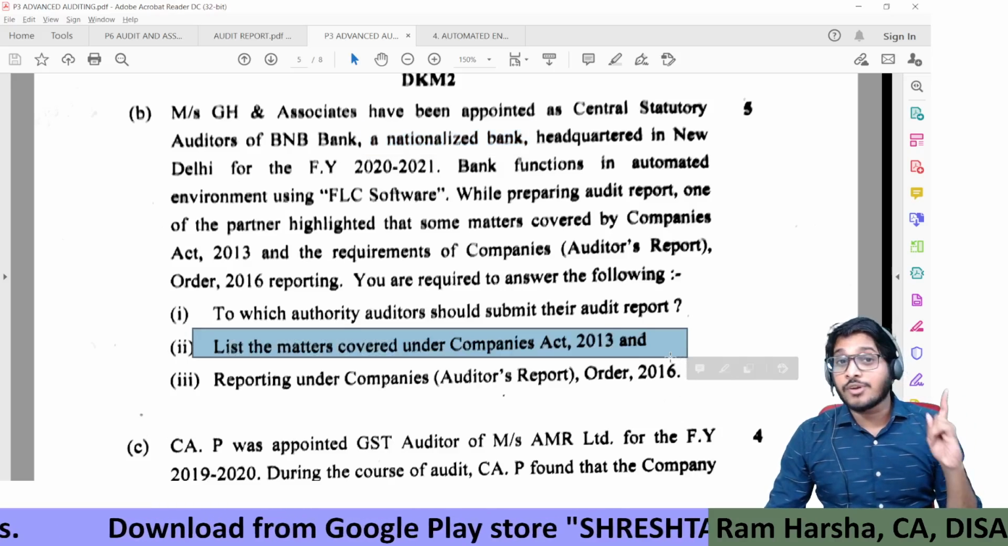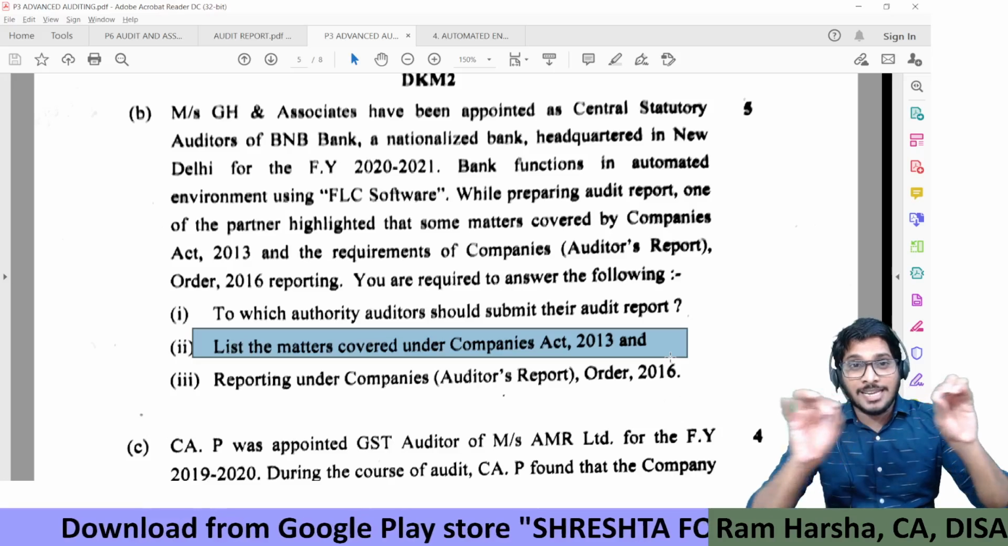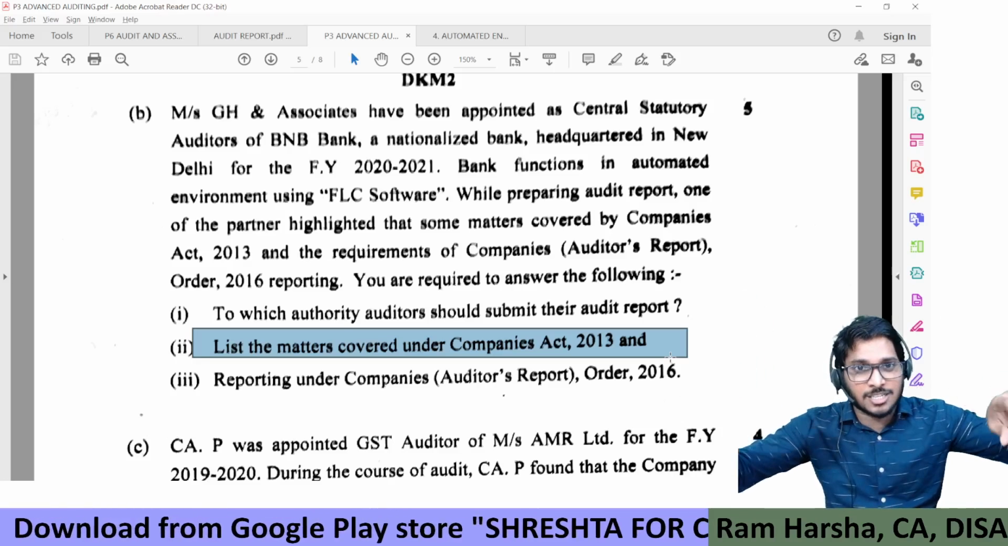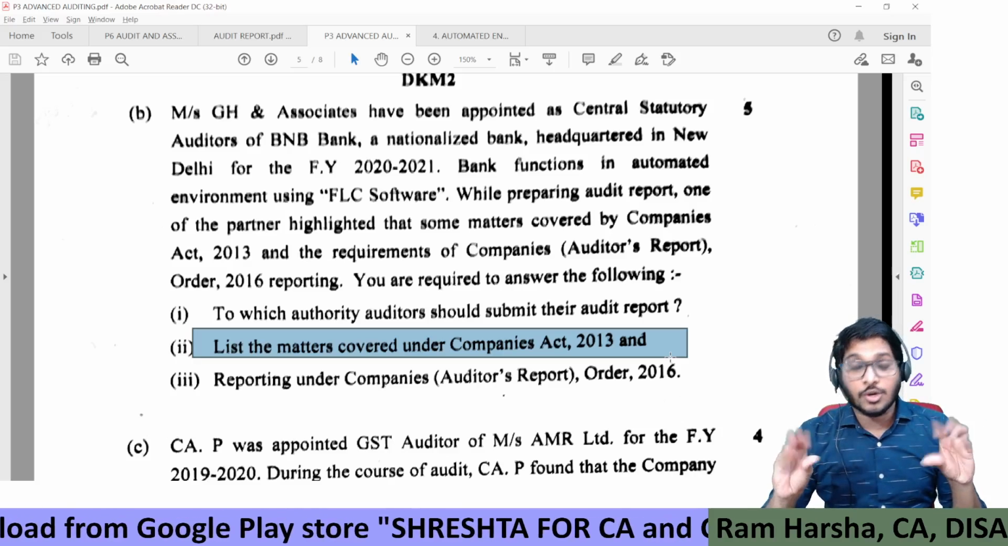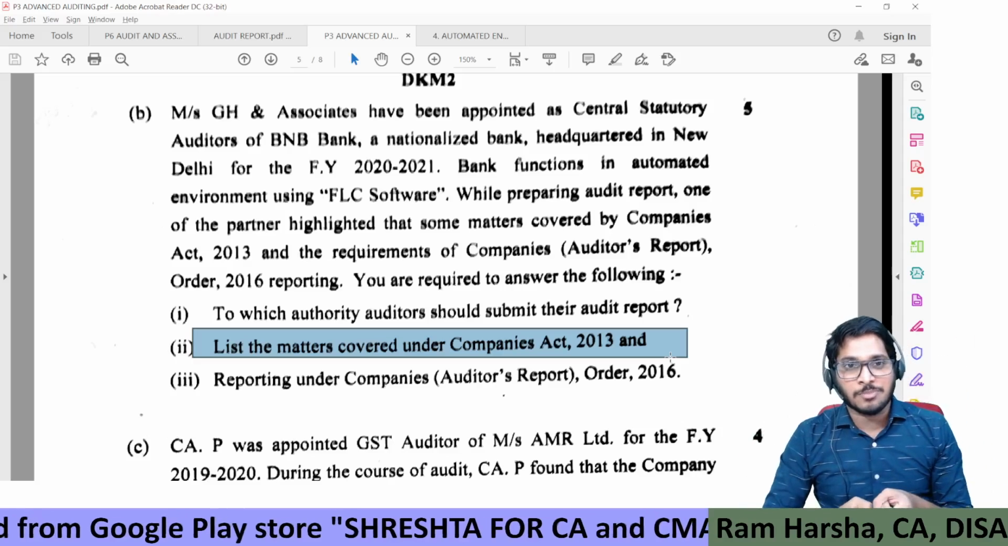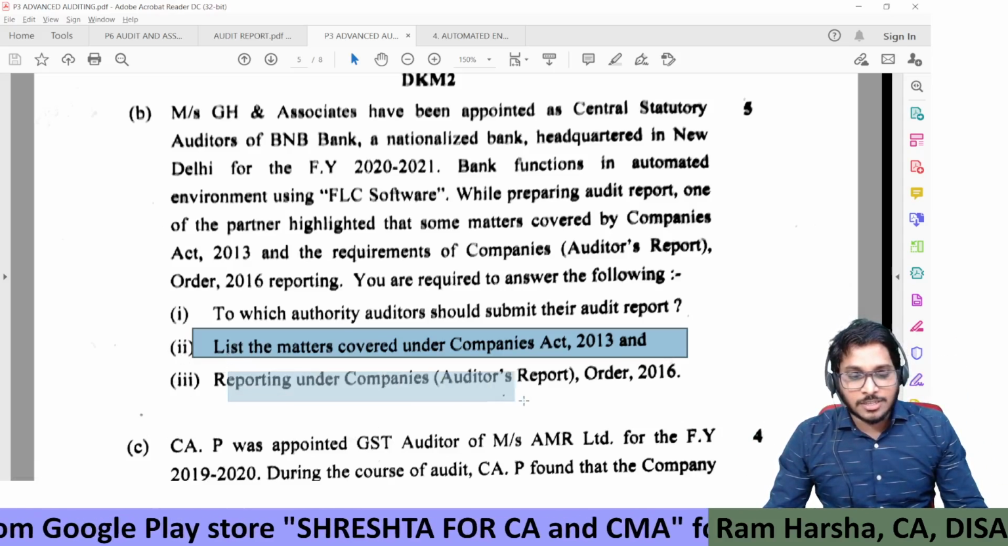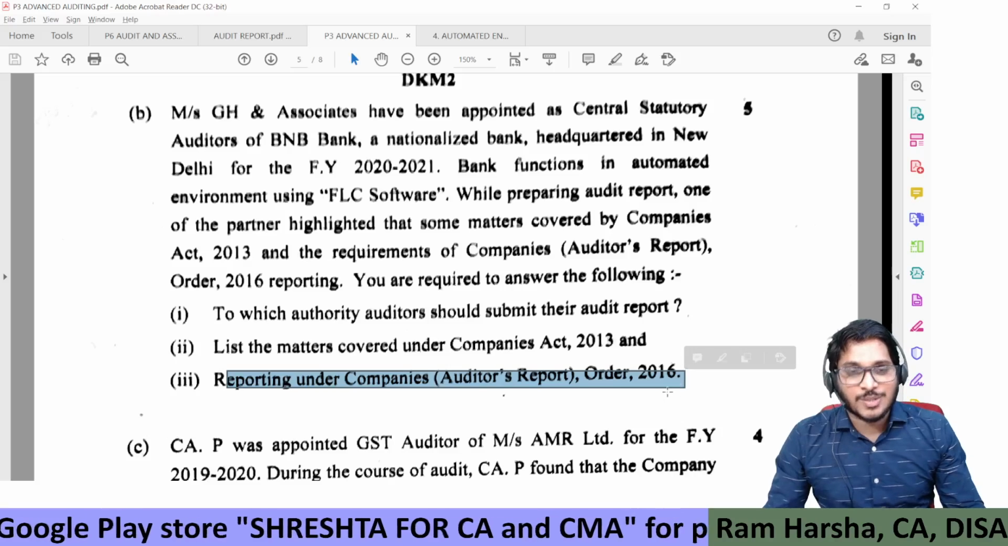Next one, list the matters covered under the Companies Act. State Bank of India, if you look at their audit report, the report on legal and regulatory requirements section of the auditor's report, inside that 143 subsection 3, 10 matters are there. 10 matters have to be reported. Reporting under CARO for the bank is not applicable, right? You need to mention that.